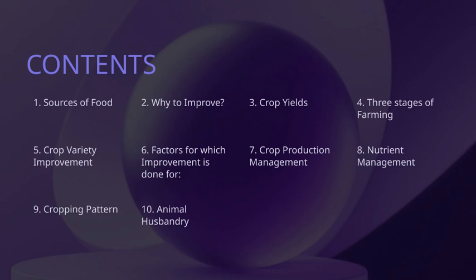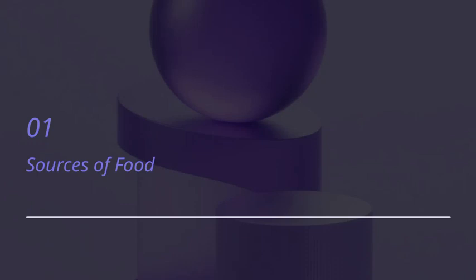Finally, we'll wrap up with crop variety improvement again, emphasizing how genetic advancements help us adapt to changing conditions and improve resilience. All these topics are interconnected and essential for understanding how we can sustainably increase food production to feed a growing population. Let's take a closer look at the sources of food.